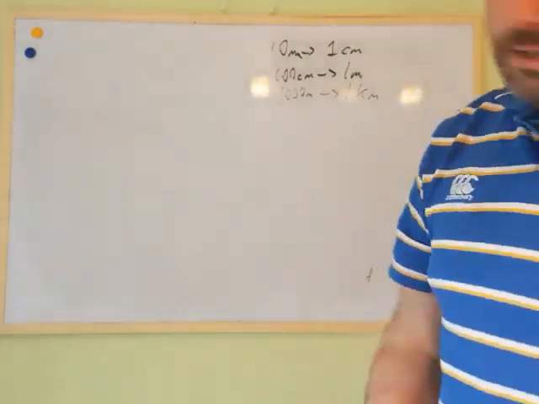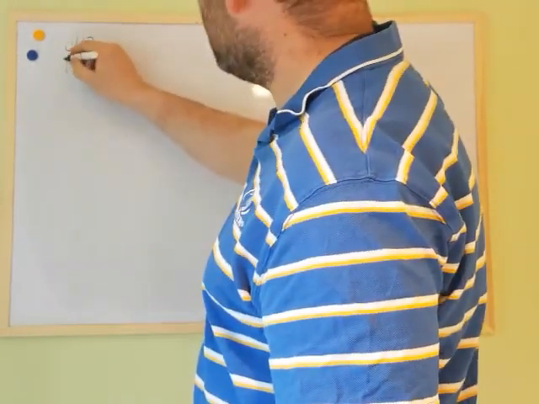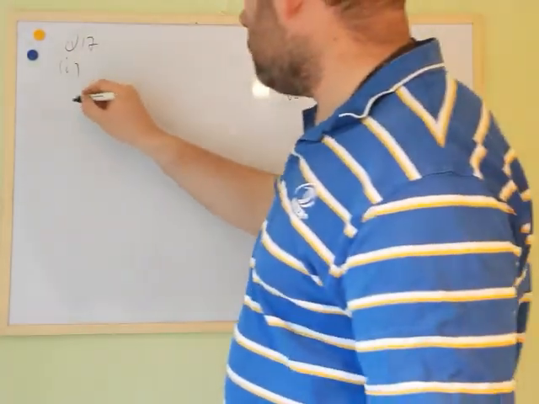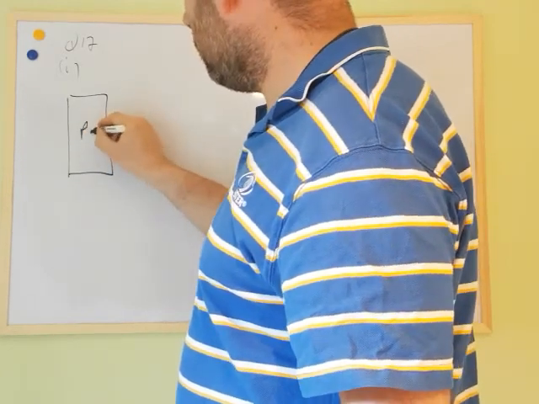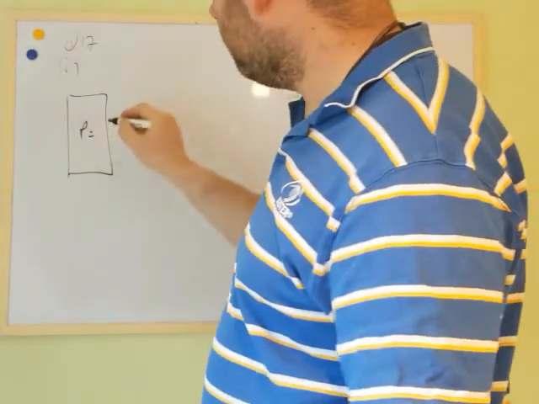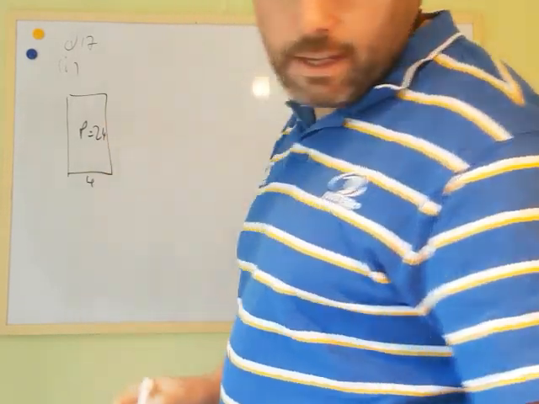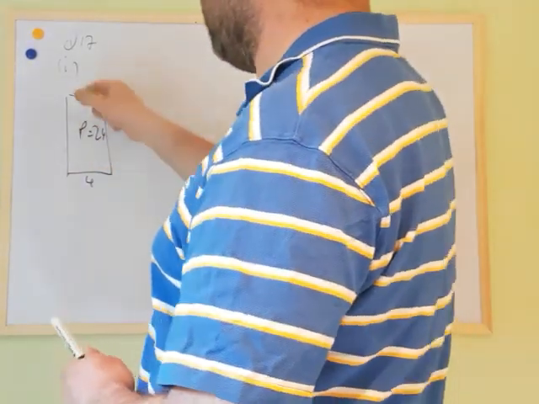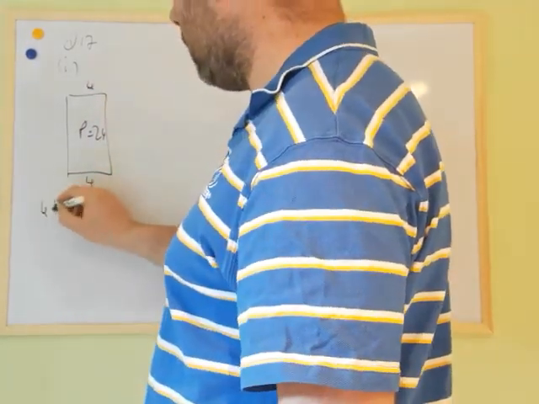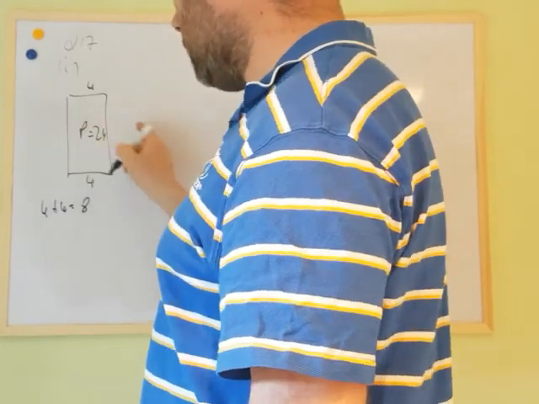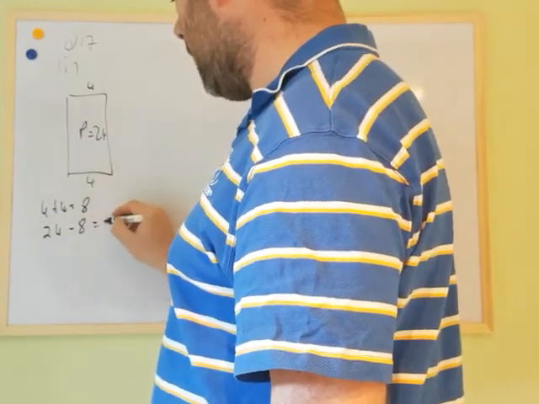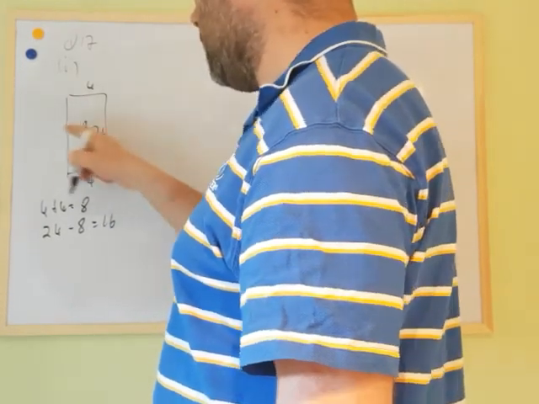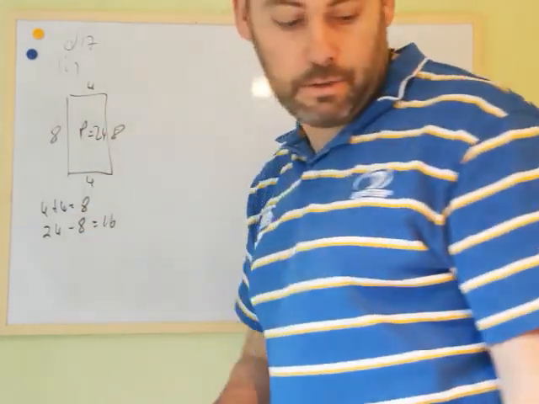Nearly there. Last question, question 17. The perimeter of the yellow rectangle, so that's this one I'm drawing here, is equal to 24. And the base is 4. Find the height of the rectangle. Well, if that's 4, then that has to be 4. So 4 plus 4 is equal to 8. So these two bits have to be 24 minus 8, which is 16. So this plus this is 16. So that means each of these must be half of 16, which is 8.